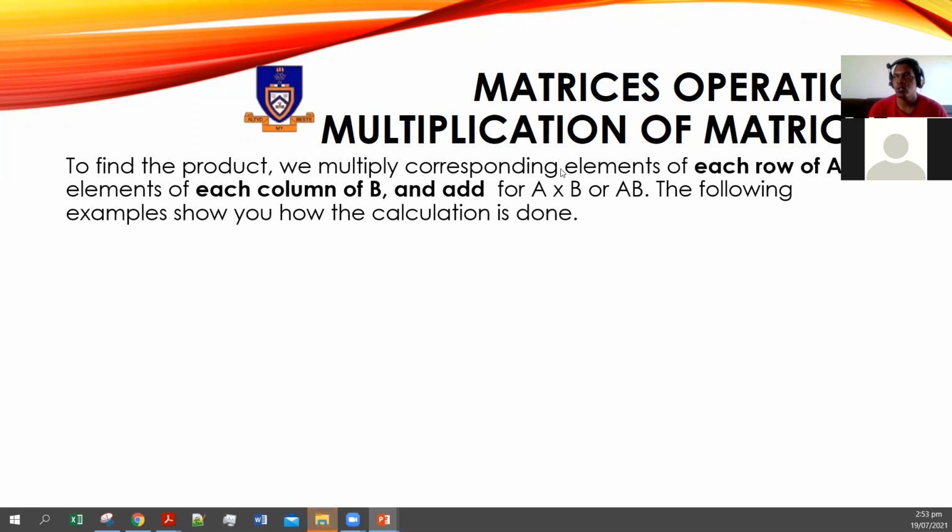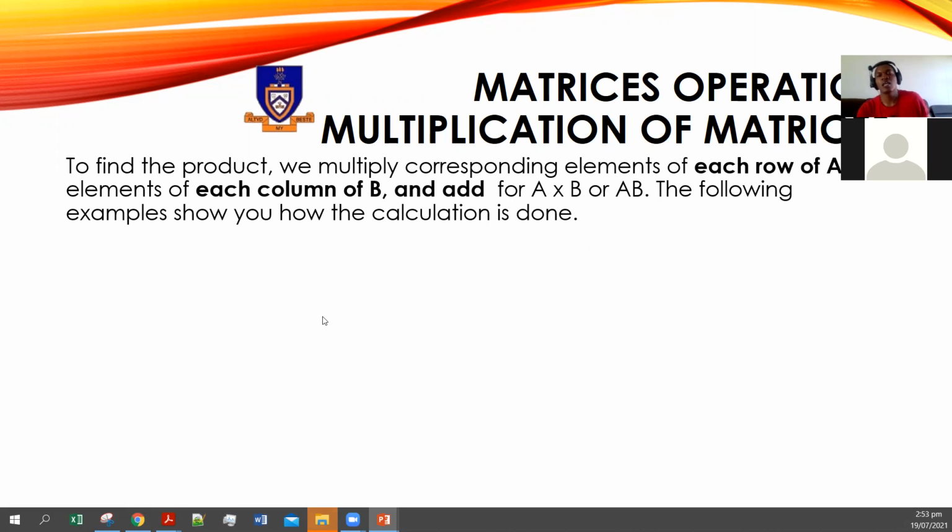We multiply corresponding elements of each row by the elements of each column of B. So each row of A by the column of B. That's why we take the row, we take the column of A and then check the row of B. But when we multiply the row of A by the column of B, we add them together at the end. So for A times B, or AB, the following example shows you how the calculation is done.